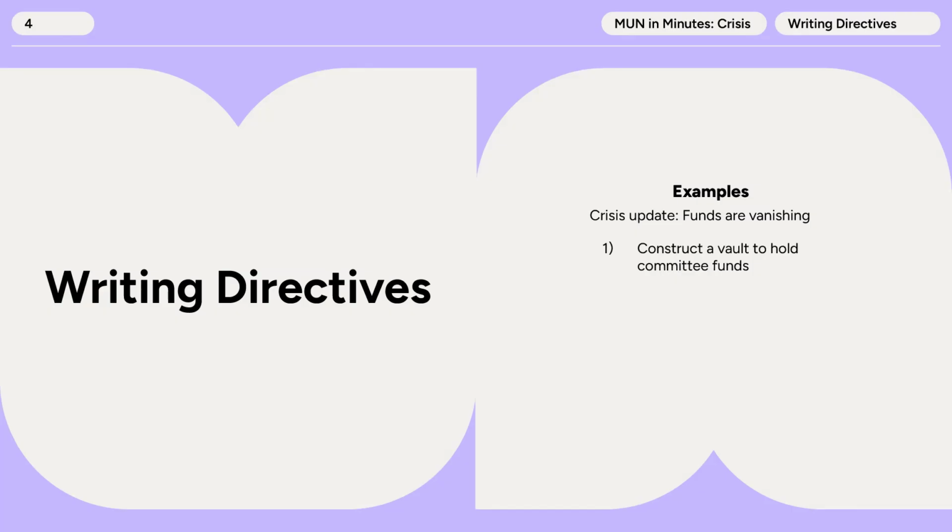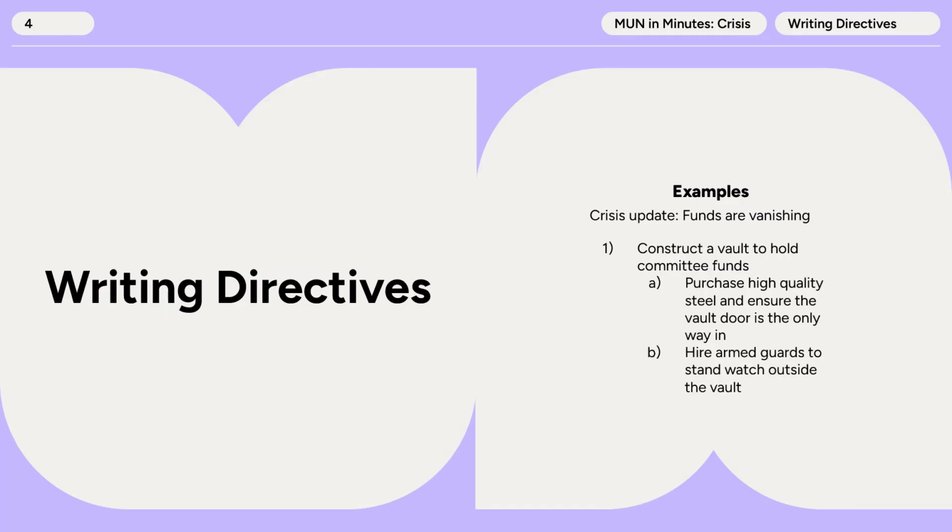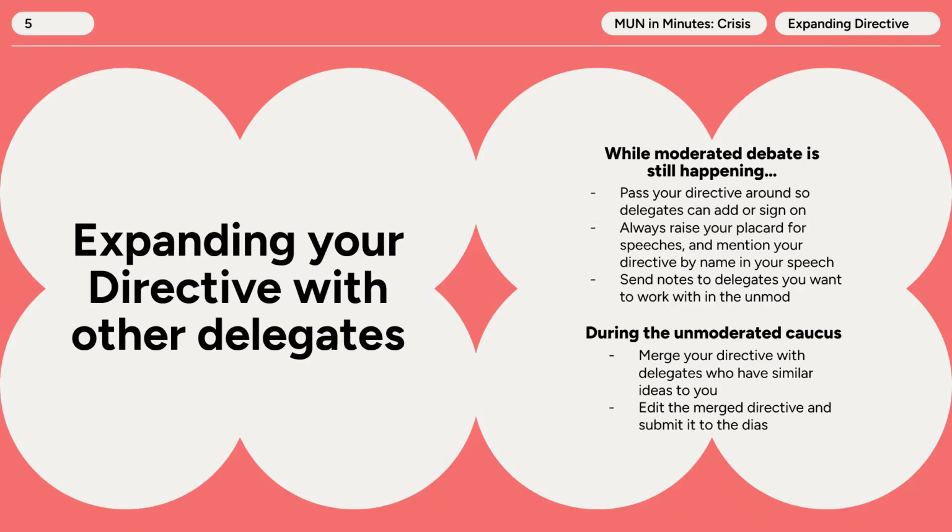Then you can write a letter A indented underneath and discuss how you will build the vault. And subclause B for hiring guards. It is always a good idea to start passing around your directive so people can add onto it as soon as you are finished writing. Then, in your next speech, you can talk about the ideas you just wrote down and invite others to contribute to your directive. Remember, it is rude to talk while other people are giving their speeches.